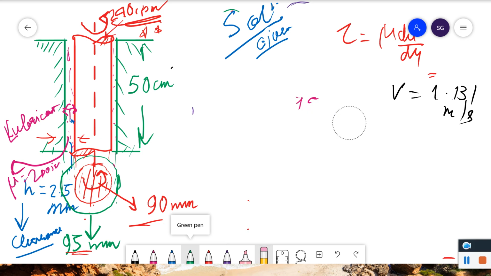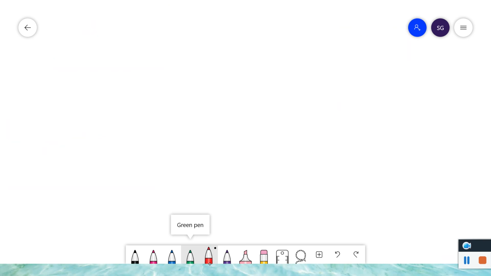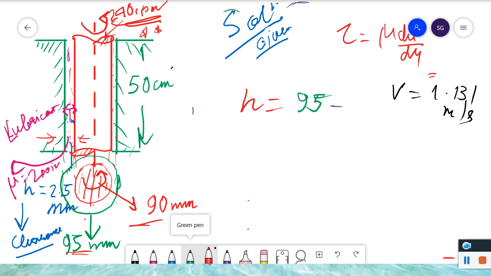Now I will use the notation for the formula so that you would get it in a better way. H is equal to 95 minus 90 upon 2. Now let's say this, that is for that 90. So we will get this T, that is Y. So Y will be 2.5 mm.